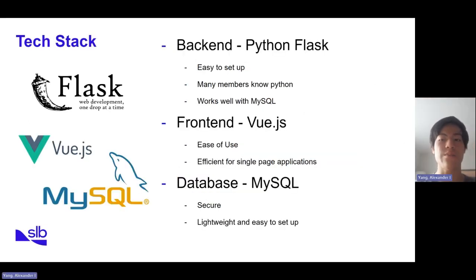For our tech stack, we chose Python Flask, Vue.js, and MySQL. Python Flask is easy to set up and has the added benefit of many of our members knowing Python. It also works well with MySQL and is easy to use for single-page applications. For our front end, we chose Vue, again because it's easy to use, some people know JavaScript, and it's efficient for developing single-page applications. And MySQL is not as easy to use as Vue and Flask, but it's secure, which is important when handling sensitive data like SLB has for its geothermal data. It's also relatively lightweight and easy to set up.